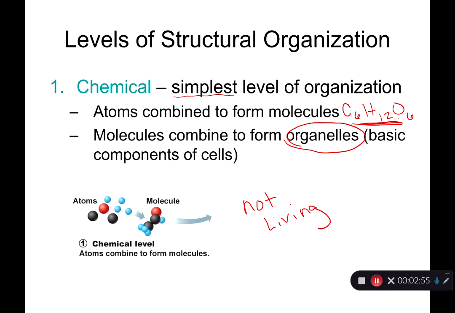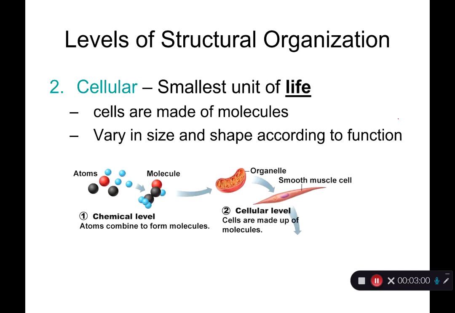Now, once we connect things together and we start making organelles, if we get all those organelles together, now we make a cell. And a cell is the smallest unit of life. So even though it's not the smallest in terms of the level of structural organization, that's the chemical level, it is the smallest unit of life because this is where life begins. So cells are made of molecules, right? They're made of organelles. And the cells in our body are pretty amazing. We have billions of cells in the body, but all of our cells are going to vary in their size and their shape. And they vary a lot based on their function.